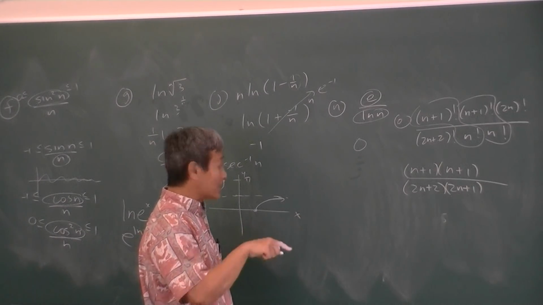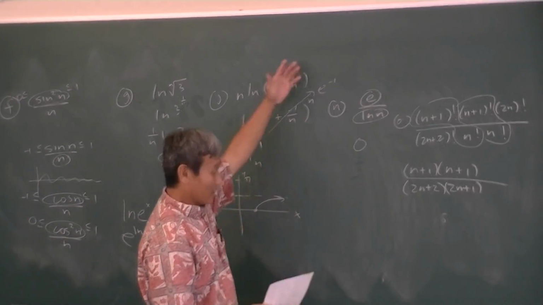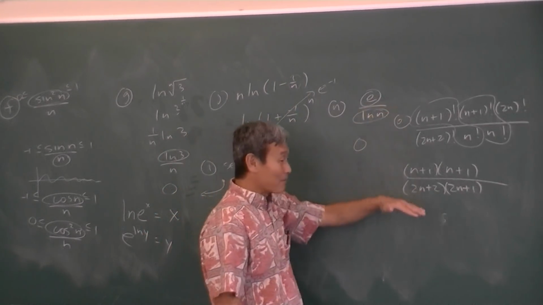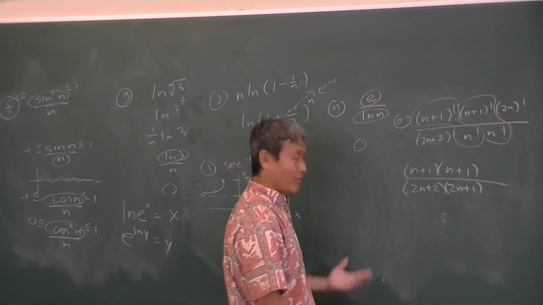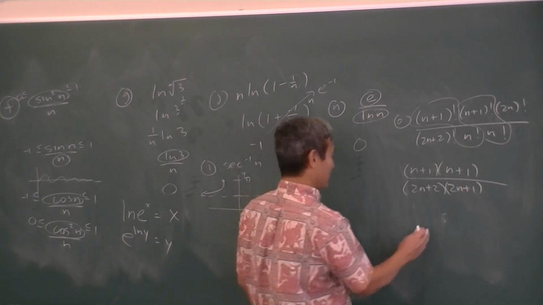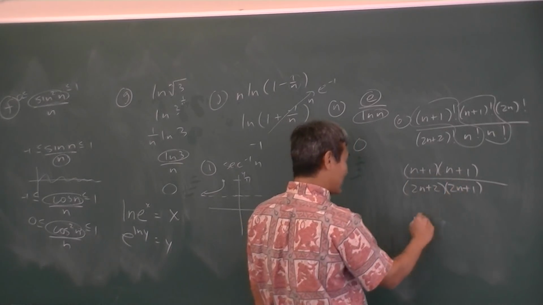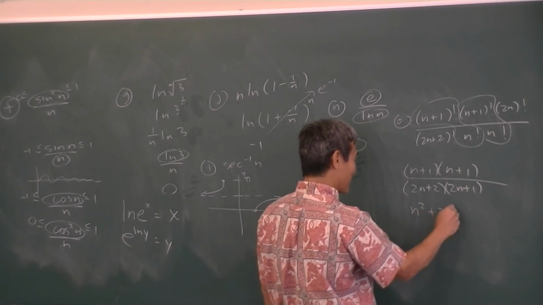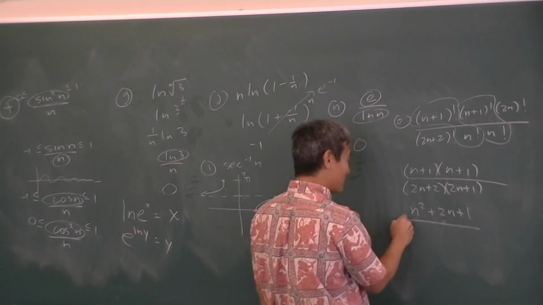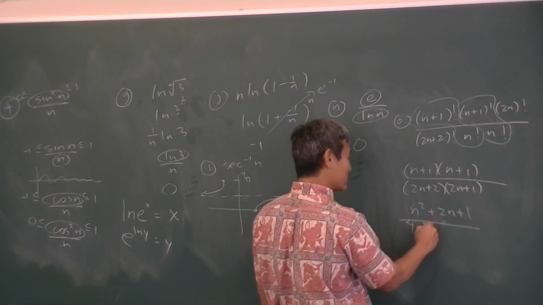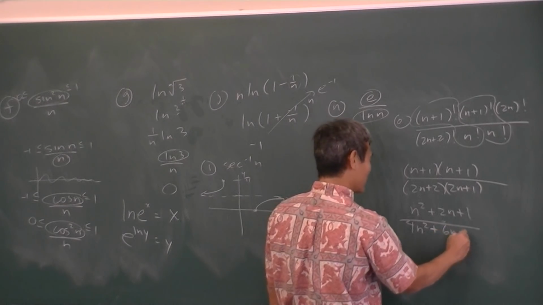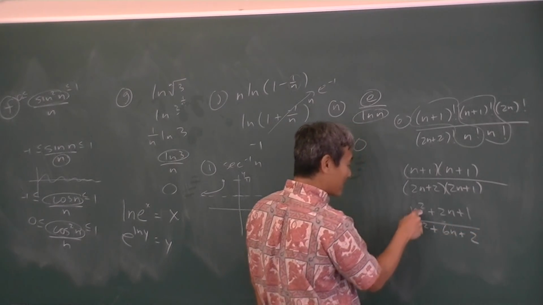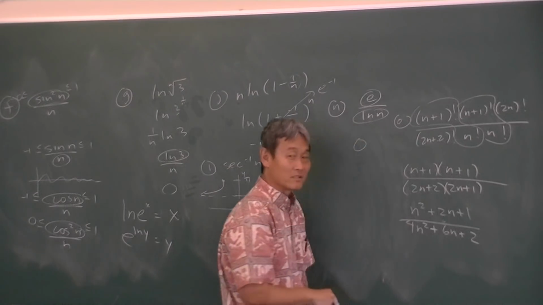If the degree of the top and the bottom are the same, just look at the coefficients. This is the easiest one. 1/4 is the limit. Well, if you multiply out the top, you get n squared plus 2n plus 1. If you multiply out the bottom, you get 4n squared plus 6n plus 2. If the degree of the top and the bottom are the same, look at the coefficients.